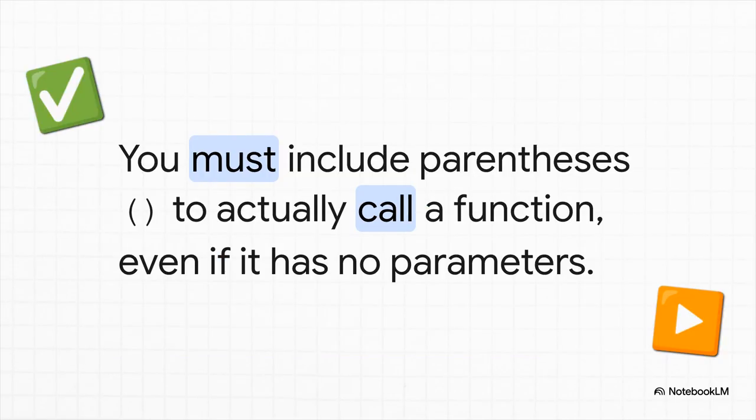And this points to a simple but absolutely unbreakable rule in Python. Those parentheses are the go button. They're what turn the name of a function into an action. Even if there are no arguments to put inside them, you have to include the empty parentheses to tell Python, hey, run this thing right now.